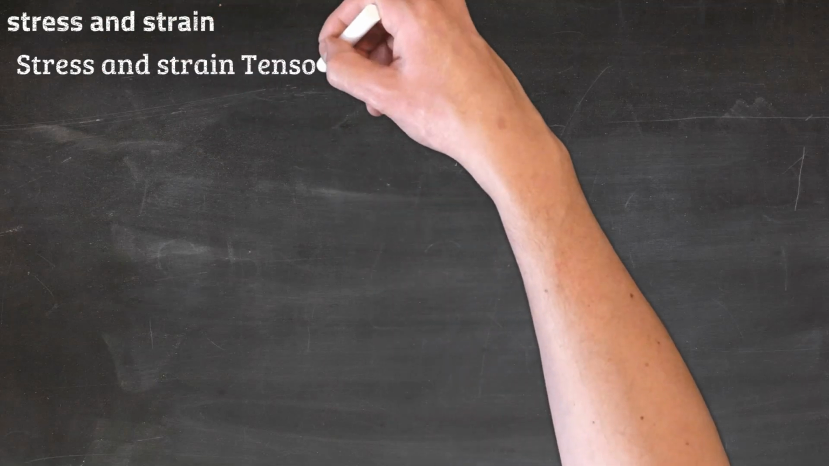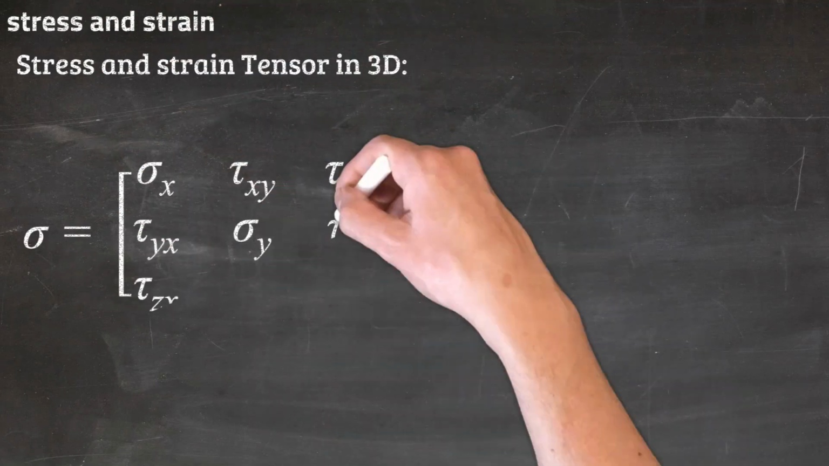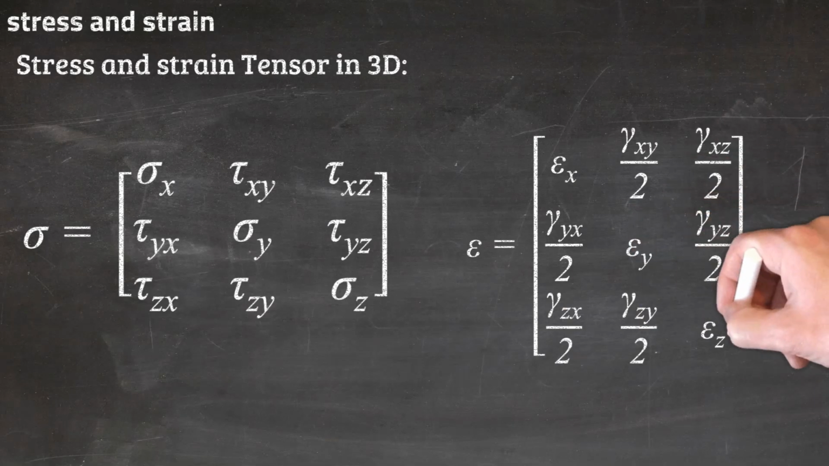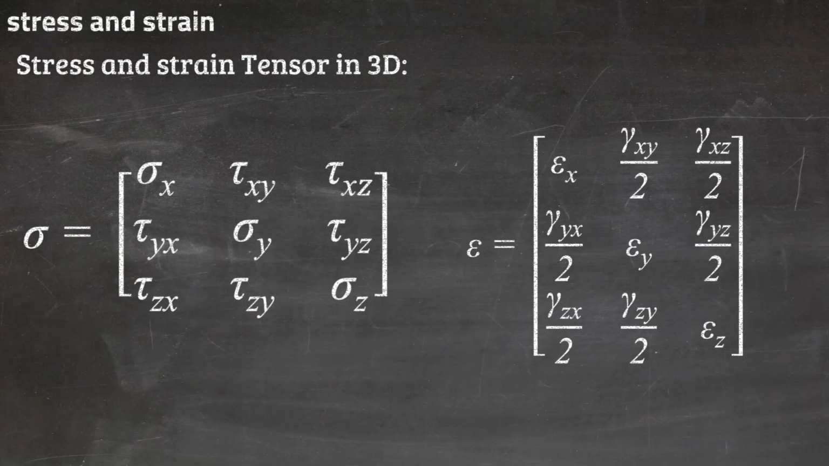We can expand this concept to a three-dimensional cubic element with 6 sides and therefore 3 normal and 6 shear stress components. We can write all these stress components in a 3 by 3 matrix. Similarly, we can form a 3 by 3 matrix of strain with values of normal and shear strain in different directions.